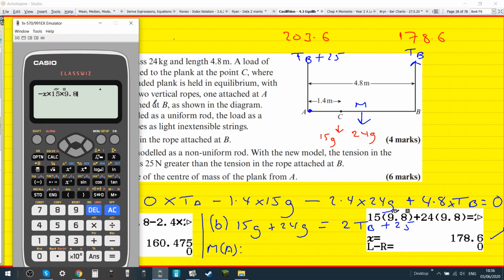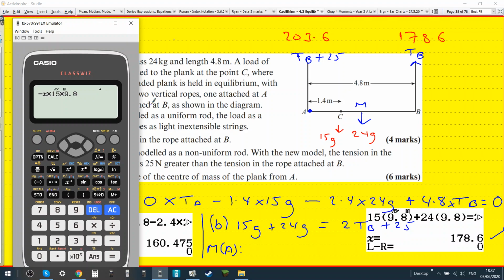So we do 203.6 times 0. Correct. And then plus 15 times 9.8 times X. Or D. You called it D a second ago. Yeah. And what direction is that going? That's going down that way, so clockwise, so that will be negative.